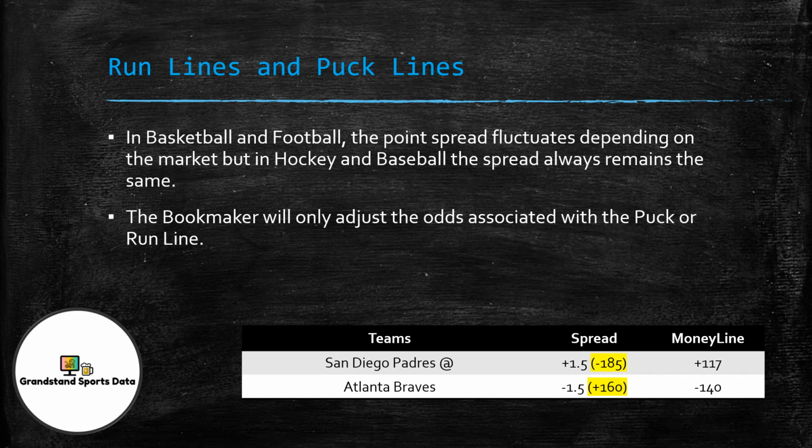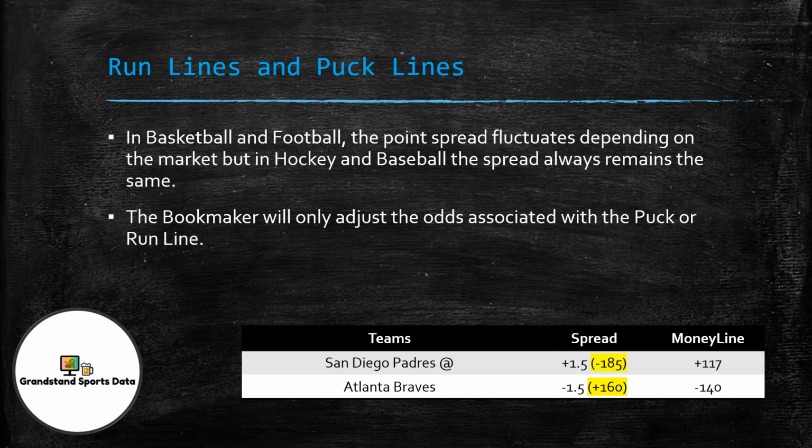Now let's look at other sports like run lines and puck lines. In basketball and football, the point spread fluctuates depending on the market. But in hockey and baseball, the spread always remains the same. The bookmaker will only adjust the odds associated with the puck or run line.